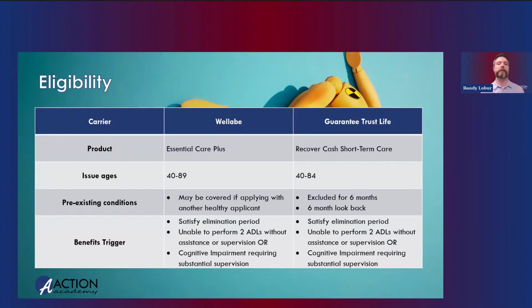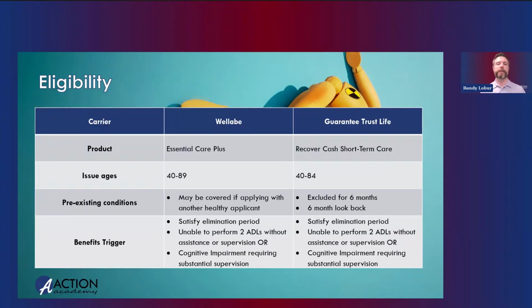Guaranteed Trust Life approaches their underwriting a little bit differently. They do exclude any hospitalization or treatments for the first 6 months due to a pre-existing condition, and they will also look back 6 months at medical records to look at any pre-existing conditions as well.